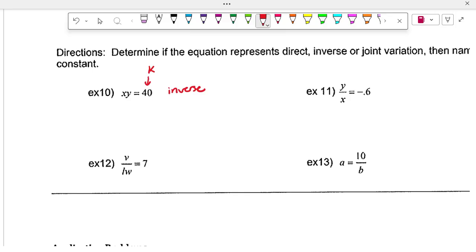So 12, v over lw is equal to 7. That's joint. There's more than 2 variables. So if you have 3 variables, it's joint. What about the next one? That one's direct, because if you multiply the x over, we get negative 6 equals y. What about the next? That's inverse. You multiply the b over, it's a times b equals 10.